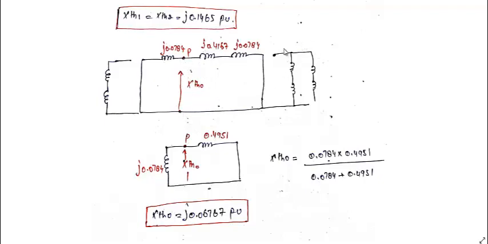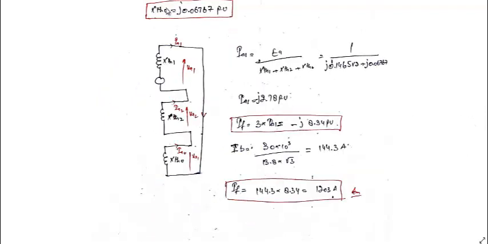You can see this will not come into the picture, this and this will not come into the picture, because they are open. Here only these two will be in series, then this series combination will be in parallel with this. So I have made it a simpler series combination, 0.4951. This is as it is, 0.0745. Then the parallel combination of these two comes out to be 0.067667. So finally it can be reduced to this network, the actual zero sequence network.